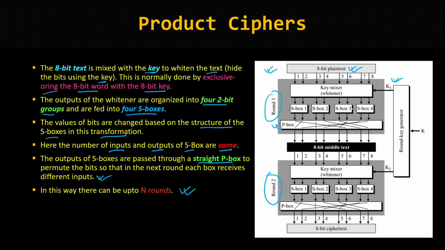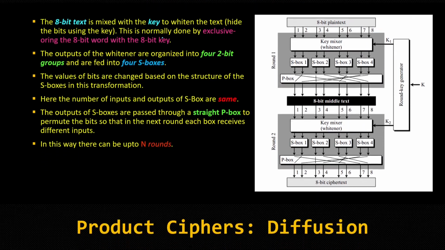In round 1, after the exclusive OR operation, the S box and the P box, the text that we get is known as the middle text. Then the same operation is done again: it goes through a key mixture, then the S box, and then the P box. As you can see, the keys are generated from this round key generator. In this way, we can have n rounds and produce an 8-bit ciphertext in the end. So this is our product cipher.